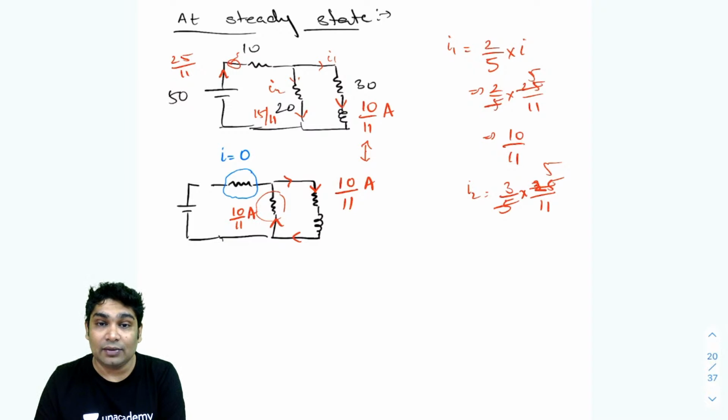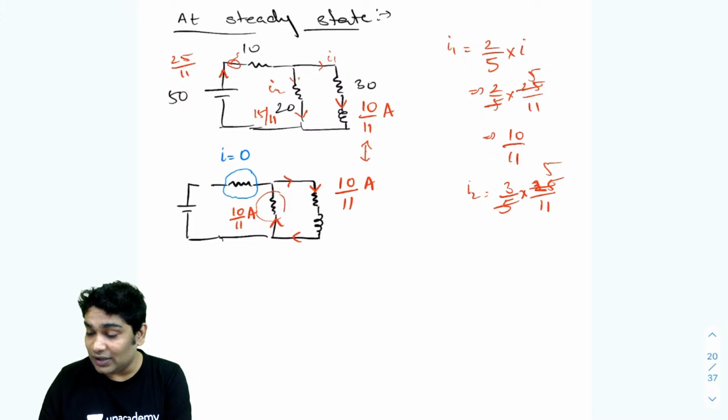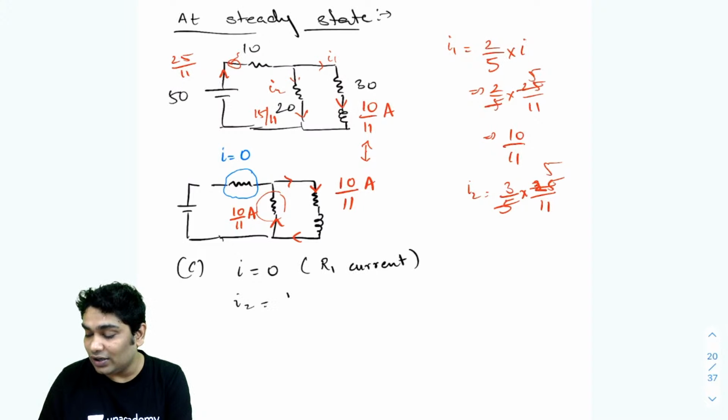Okay, did you get that? So the answer to part C is that I1, which is the R1 current, becomes 0, and I2, which was the R2 current, would be 10 over 11 amperes.